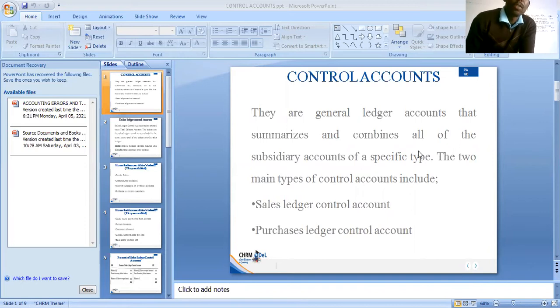The control accounts are accounts that summarize and combine all the subsidiary accounts of a specific type. Instead of having separate accounts for each and every debtor, you can have them summarized in one ledger account, and that one ledger account is going to be called a control account. We have two main types of control accounts, the sales ledger control account and the purchases ledger control account.